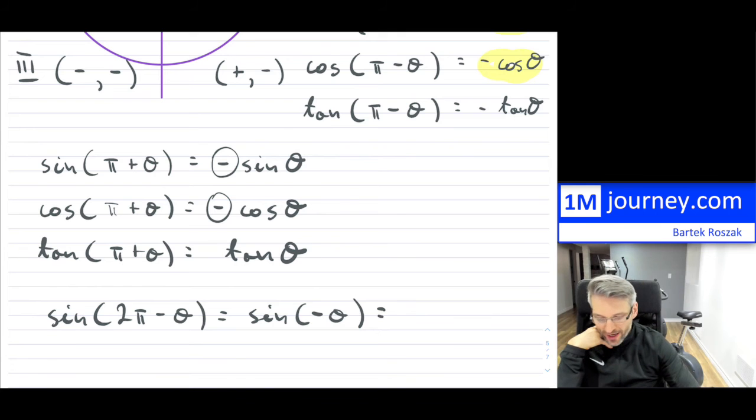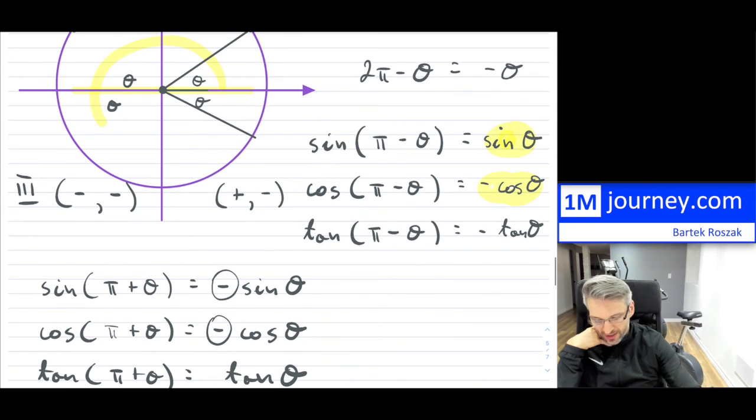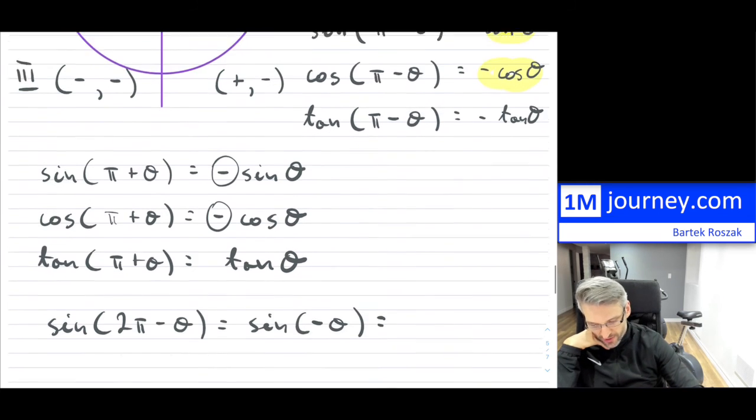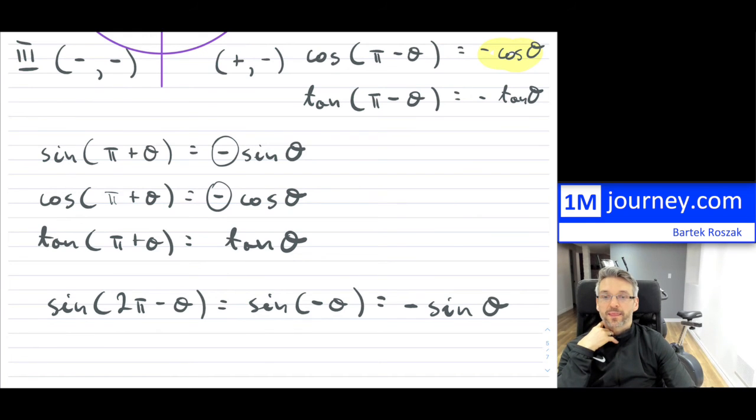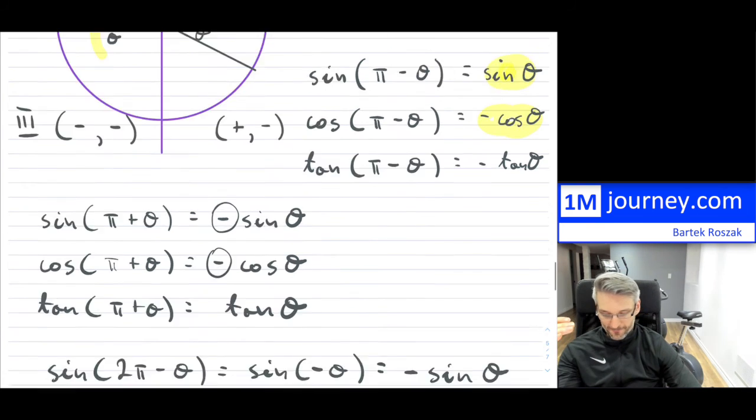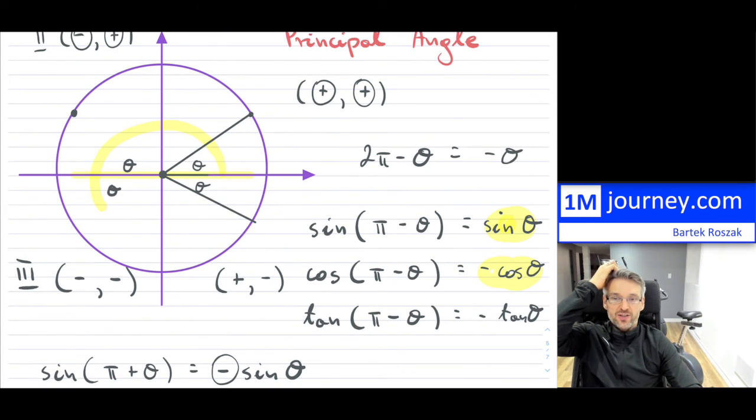What do I know in that quadrant? In that quadrant, I know that the sine is negative. So compared to the first quadrant, this is going to be negative of sine of theta. And you can do the same thing for cos. So cos of 2 pi minus theta, or just cos of minus theta, is going to be cos of theta, because in that quadrant, the x is actually positive.